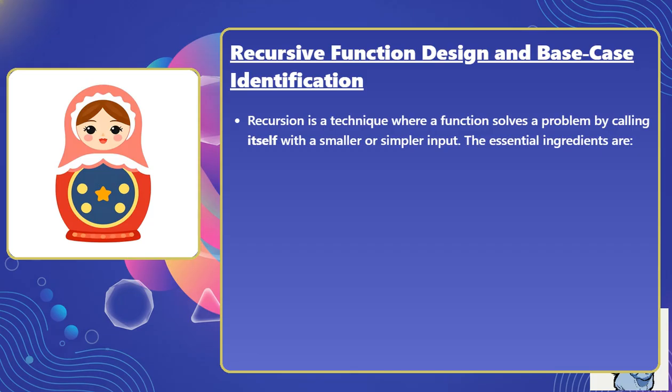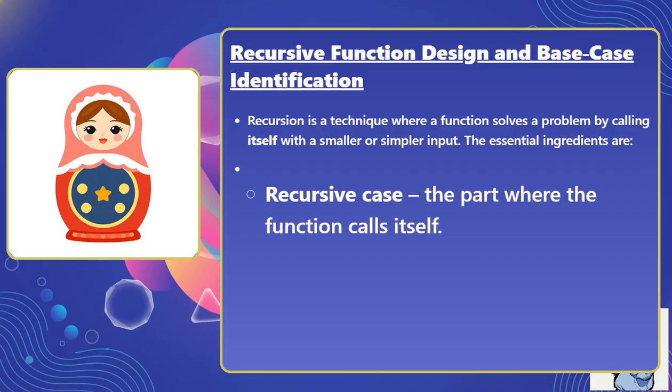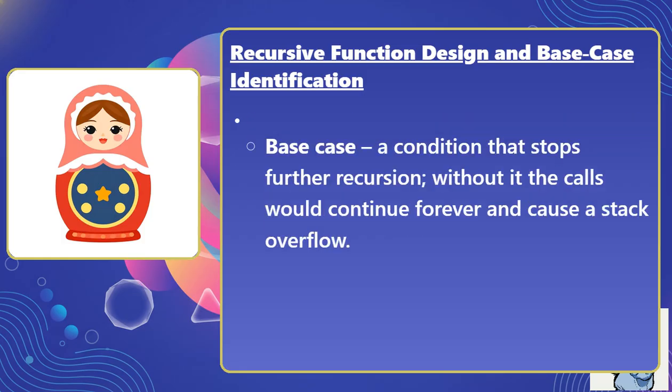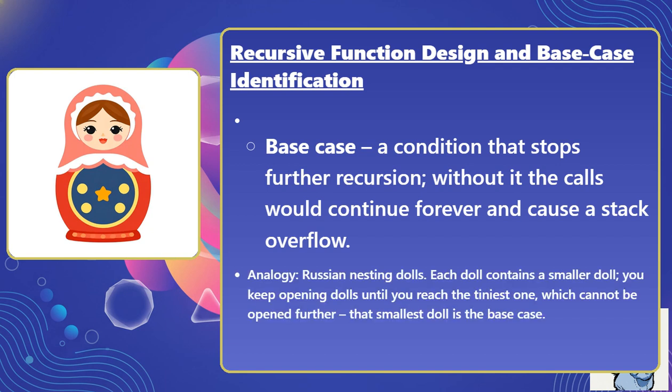Recursion is a technique where a function solves a problem by calling itself with a smaller or simpler input. The essential ingredients are: the recursive case, the part where the function calls itself; and the base case, a condition that stops further recursion. Without it, the calls would continue forever and cause a stack overflow. Analogy: Russian nesting dolls. Each doll contains a smaller doll. You keep opening dolls until you reach the tiniest one, which cannot be opened further. That smallest doll is the base case.